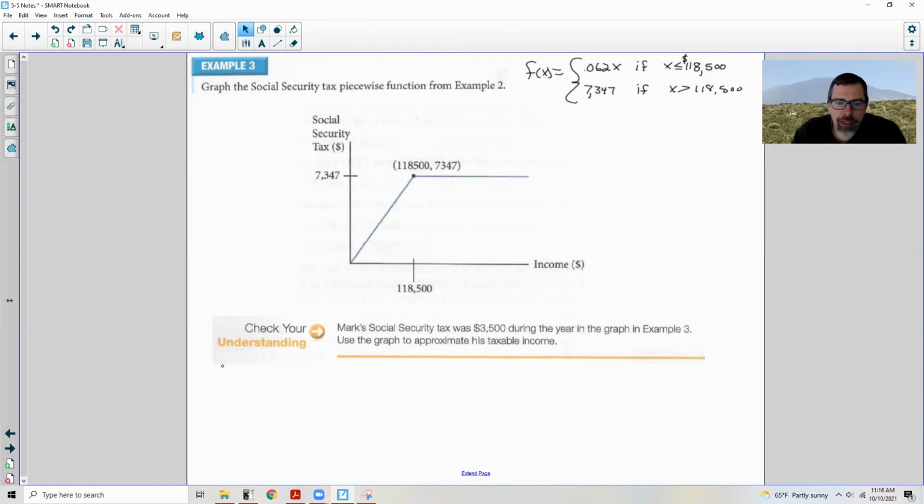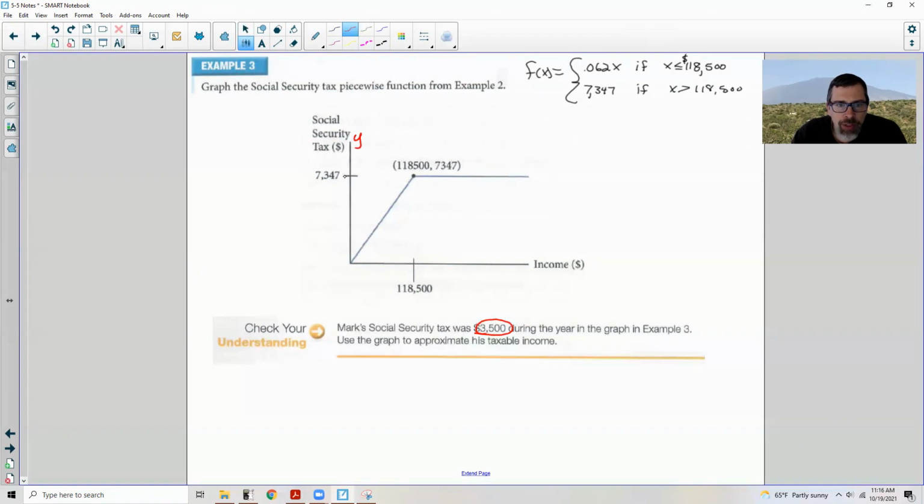Okay. Check your understanding. Make Social Security marks. Social Security tax was $3,500 during the year. In the graph in example 3, use the graph to approximate his taxable income. Okay, so his Social Security tax was $3,500. That's tax. That is our y.